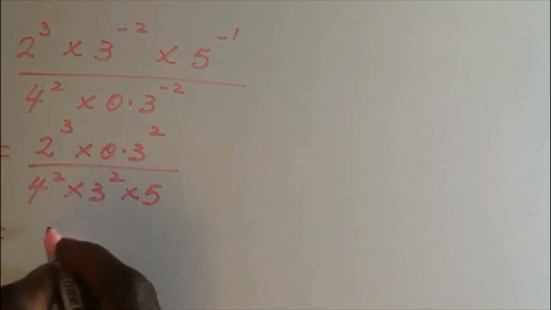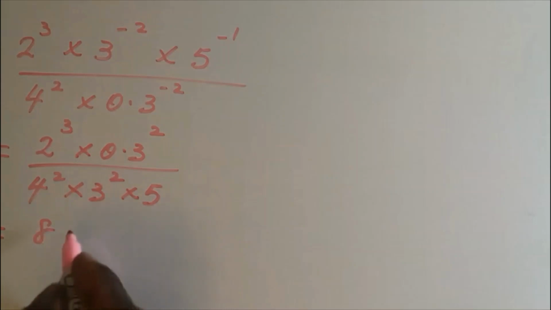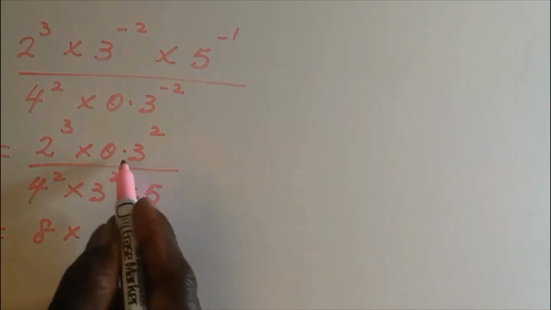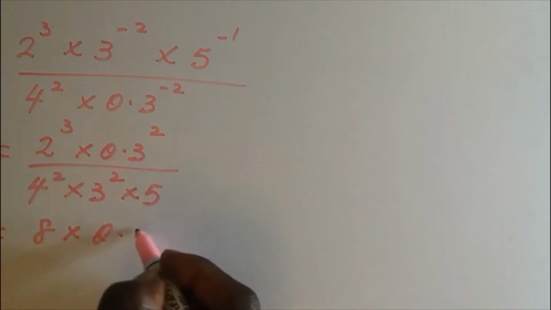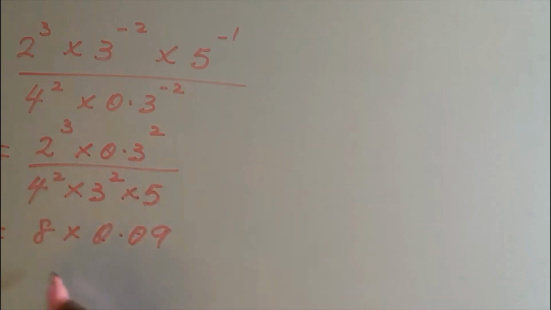This is 2 to the 3rd power, which is 8. Now this 0.3 squared is 0.09. Now we have 16, 4 squared, we have 9, and we have 5.